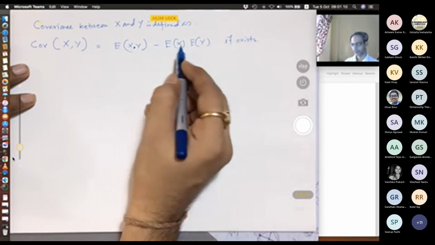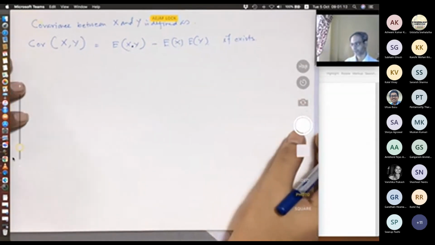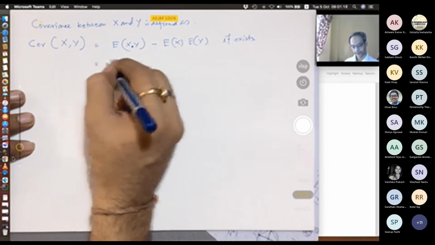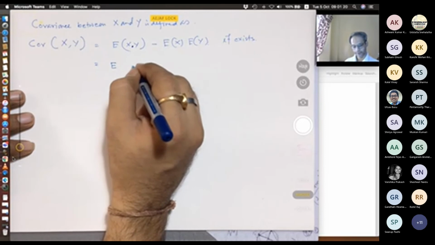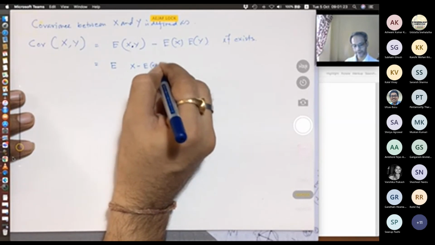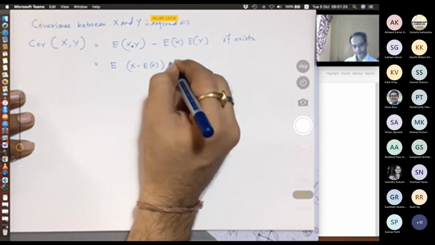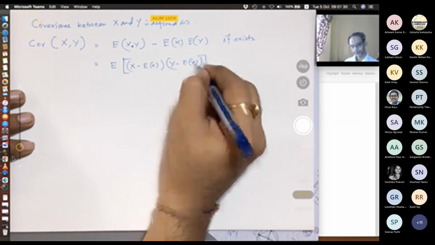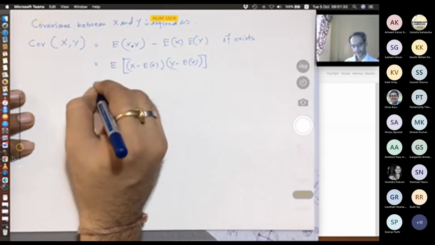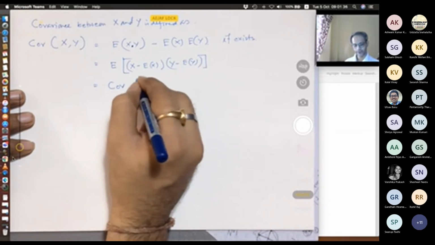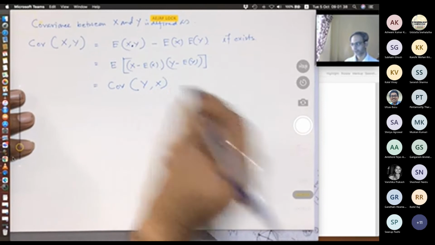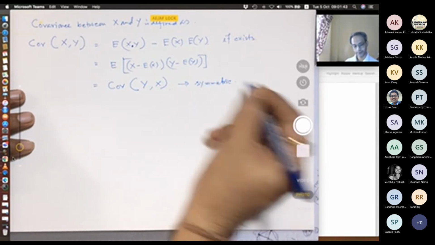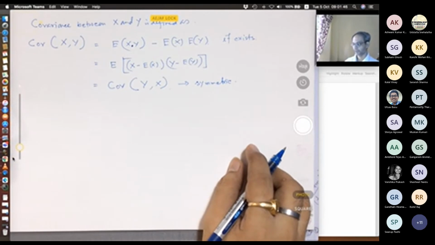That means each of these terms exists in the sense that absolute convergence holds. Then you can also express this quantity as expectation of (X minus expectation of X) into (Y minus expectation of Y), and you can see this is also covariance of Y and X. So it is a symmetric function of Y and X.